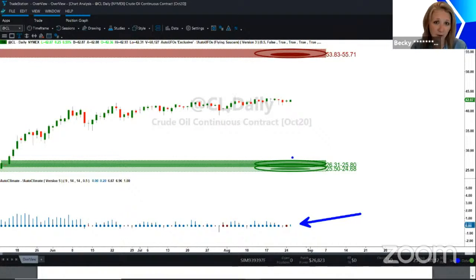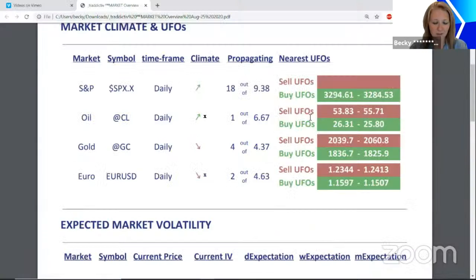In terms of the closest buy UFO that we see at the moment, we see this one here. That's 26.31 to 25.80. And of course, it's just on top of another buy UFO there. They're just sort of nestled on top of each other. Closest stack of sell orders is here, 53.83 to 55.71. And again, we're kind of in the middle there, not close to either side. So we see that we have an unconfirmed climate. We show that there with a little cross.